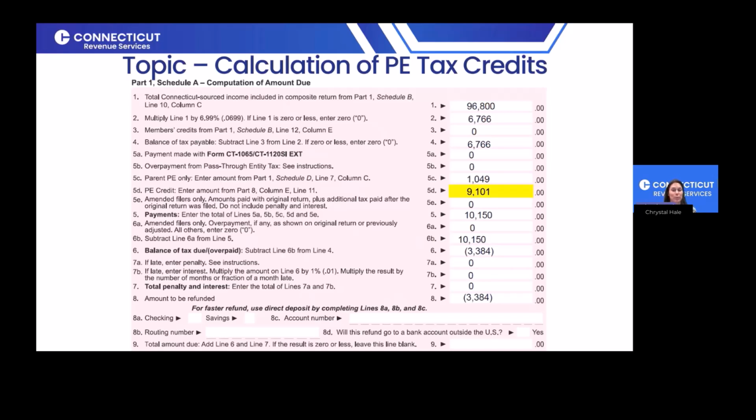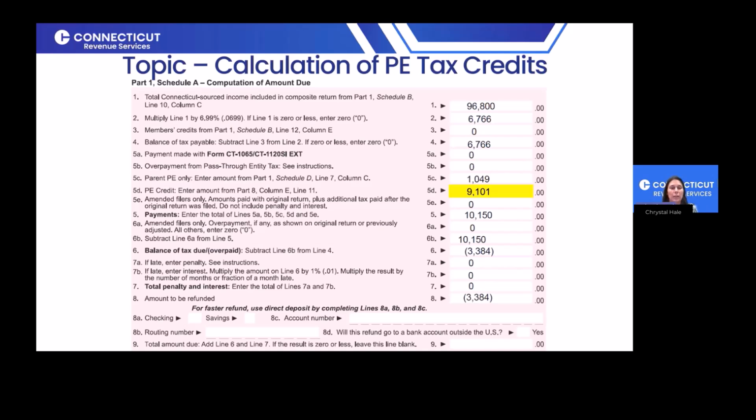So you can see it all come together here. On Part 1 Schedule A, we've added our total Connecticut source income from Part 1 Schedule B for all of our members, which results in income of $96,800. Our income tax liability for those members is $6,766.